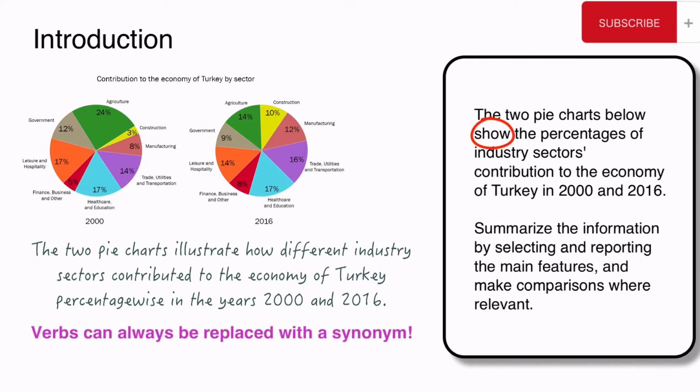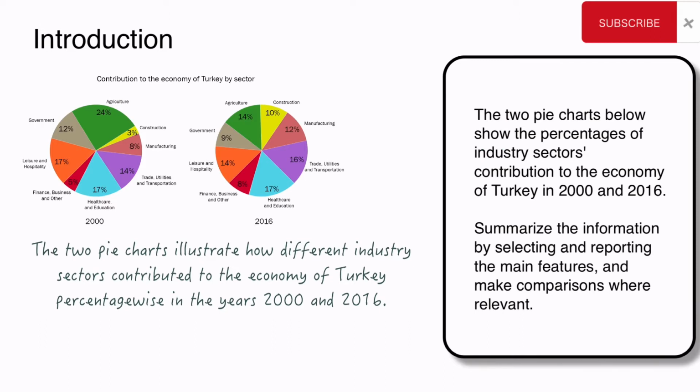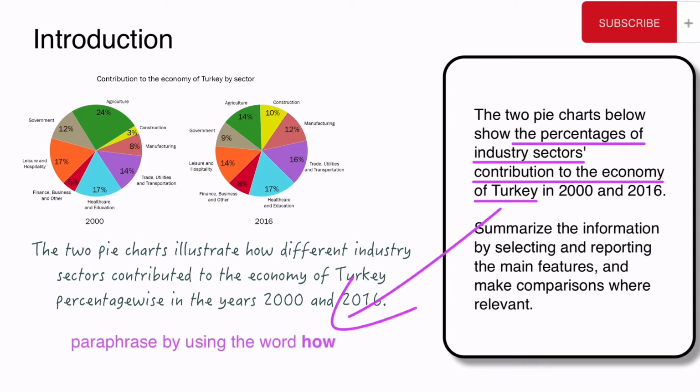And verbs can always be replaced with a synonym. I decided to replace the word show with illustrate. But this is not the only option. We could also use such synonyms as represent, describe, or provide information about. Then comes a long phrase, the percentages of industry sector's contribution to the economy of Turkey. I decided to paraphrase it by using the word how. And that's what I've got.